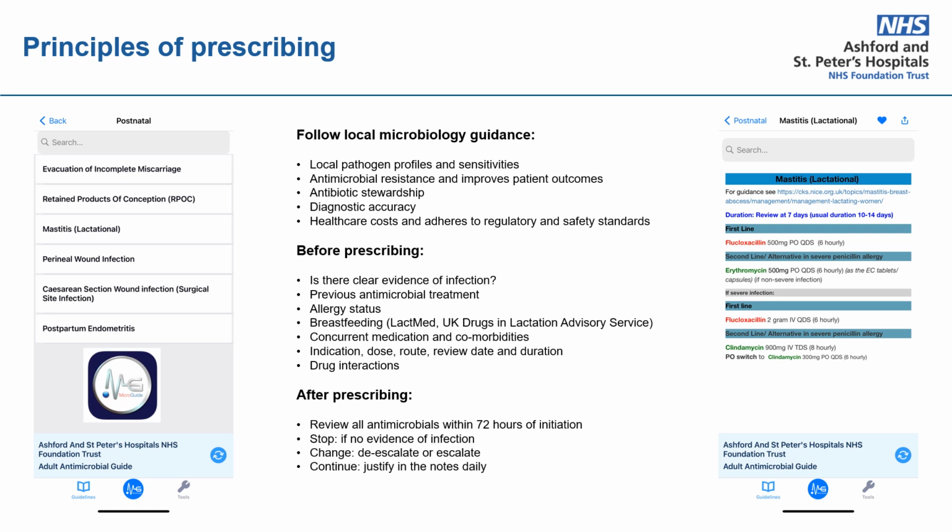After prescribing, remember to review all antimicrobials within 72 hours of initiation. Stop if there is no further evidence of infection. Change antibiotics by either de-escalating or escalating as appropriate, or continue and justify this in the notes.